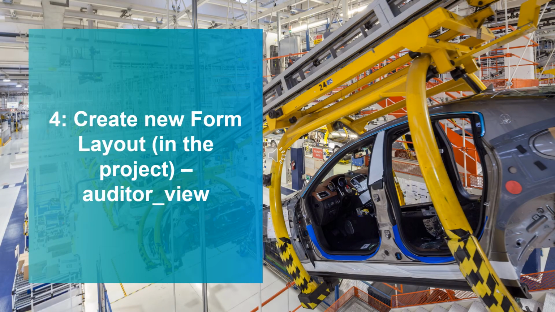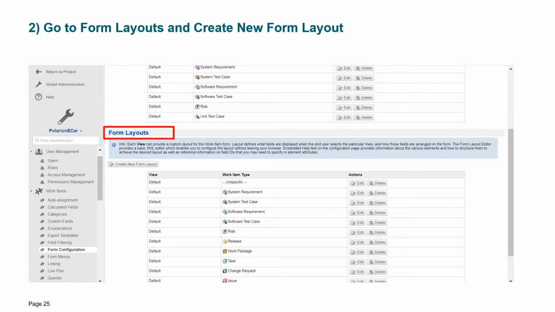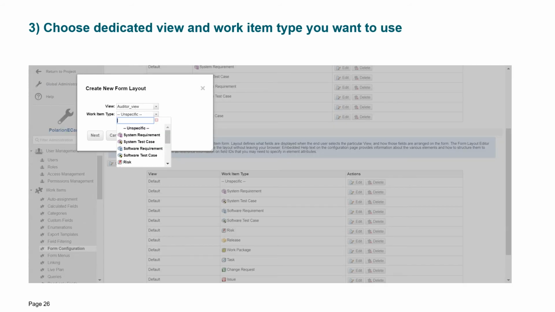The fourth step is right now to create a new form layout in the project. We call it Auditor View. You have to do this for every work item you want to limit the auditor view. So in this case, you go on work items and form configuration. You go on form layouts and create a new form layout. After this, choose the dedicated view of your work item you want to use.